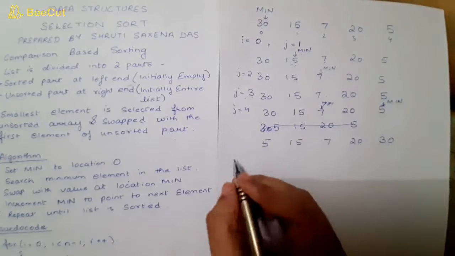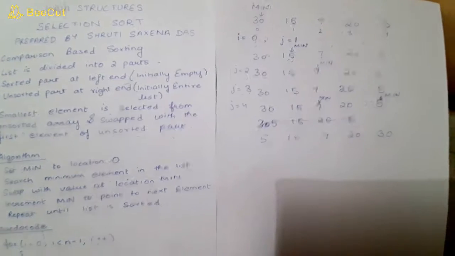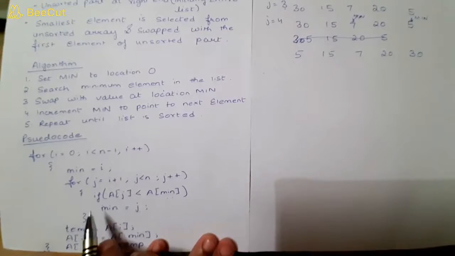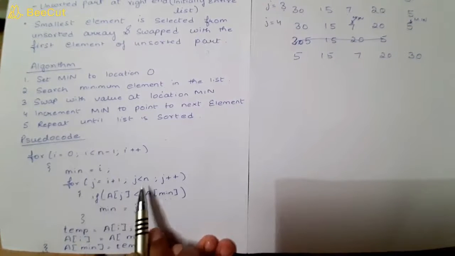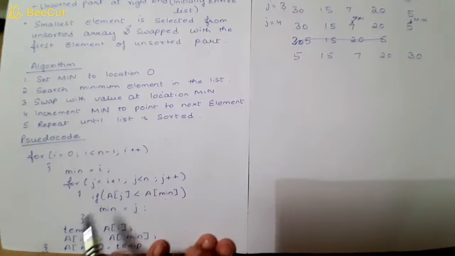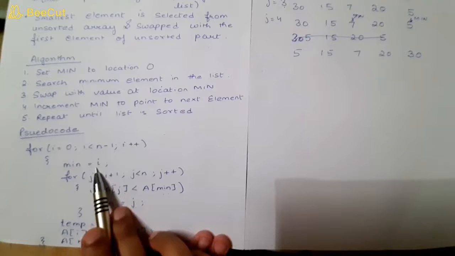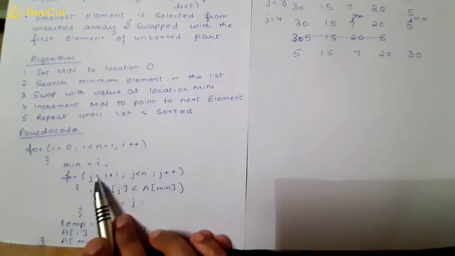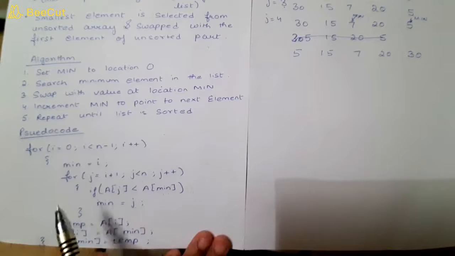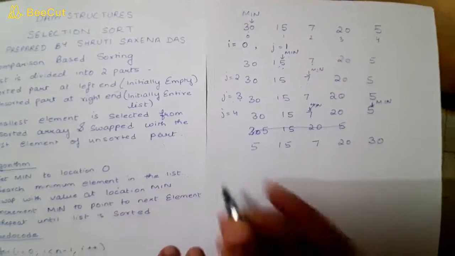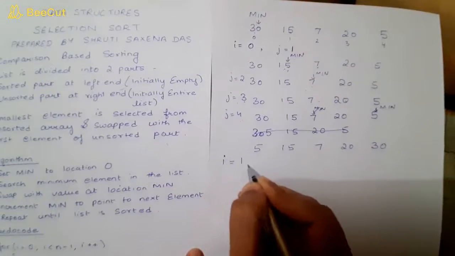After that, i value will be incremented, and at the last, when the j loop is finishing, you can see it over here. j is running till n minus 1. So when this loop is finishing, after that we are swapping the values of a of i with a of min. A of i means the first element. In this case, i equals 0. So the first element was 30 in this case. So we were swapping 30 with the minimum element 5 over here. Okay, so i value will be incremented for the next iteration.